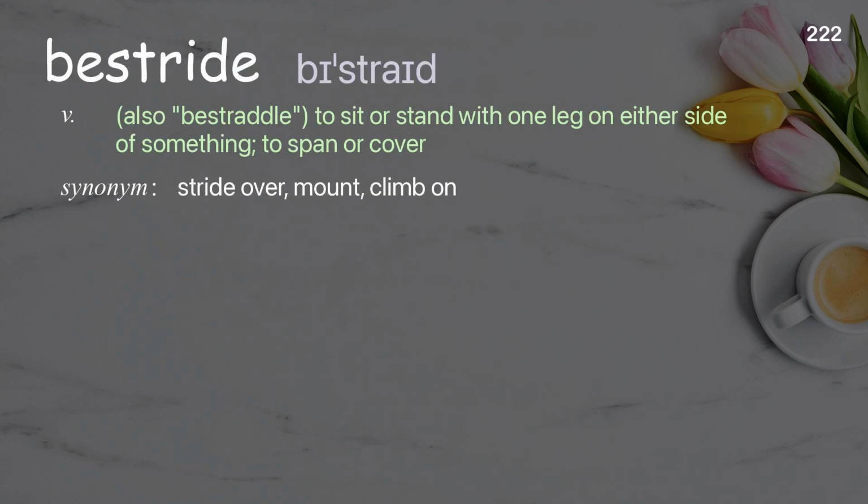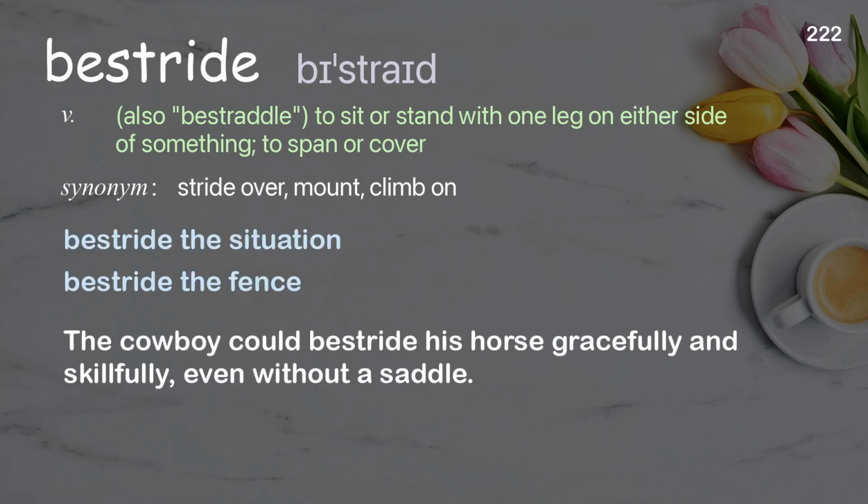Bestride. Also bestraddle: to sit or stand with one leg on either side of something; to span or cover. Examples: Bestride the situation. Bestride the fence. The cowboy could bestride his horse gracefully and skillfully, even without a saddle.